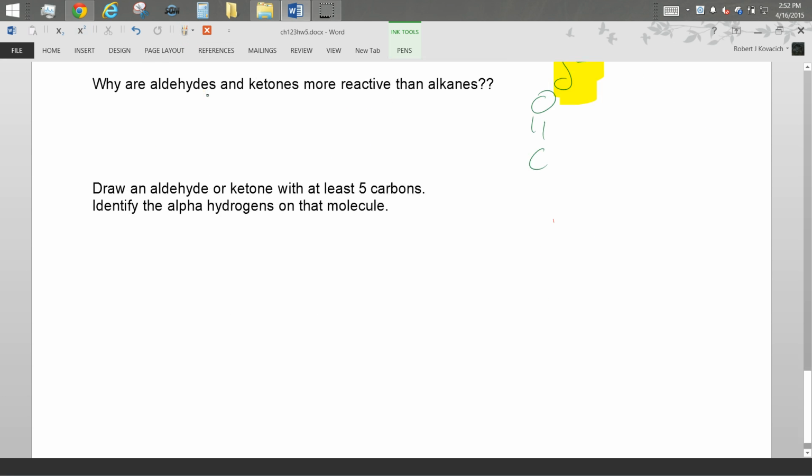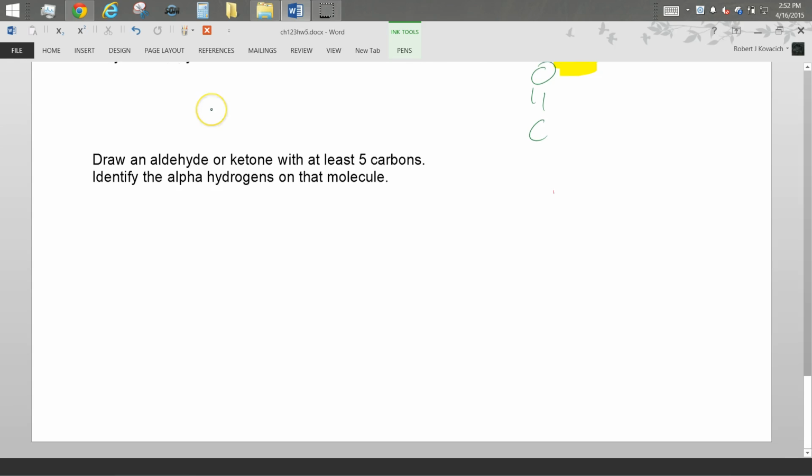Draw an aldehyde or ketone with at least 5 carbons. Okay. So I'll just do CH3, CH2, CH2, CH2, C double bond O H.